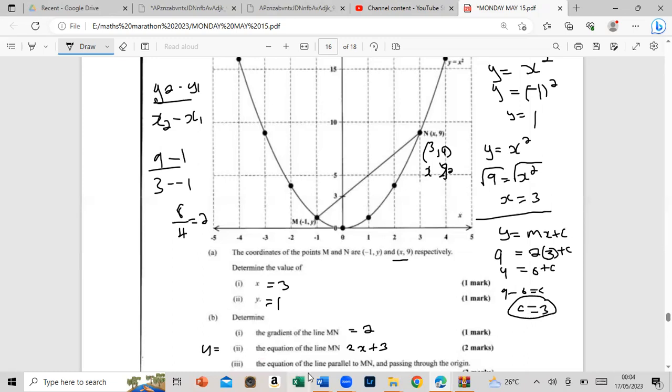It says the equation of the line which is parallel and passing through the origin. If it's parallel, it means it has the same gradient, and it's passing through the origin. That means y = 2x.